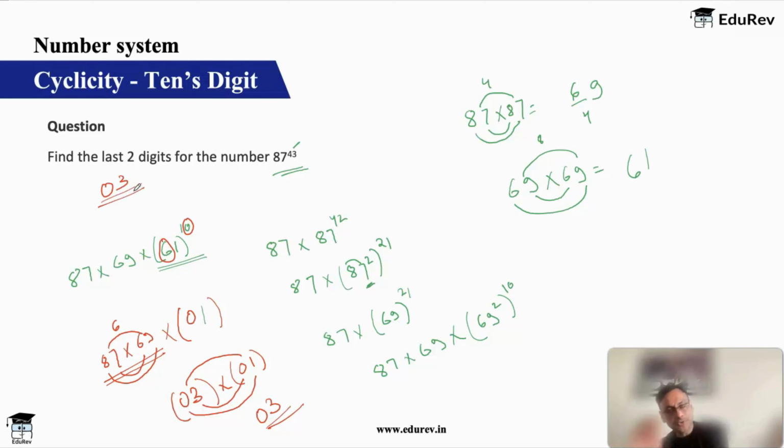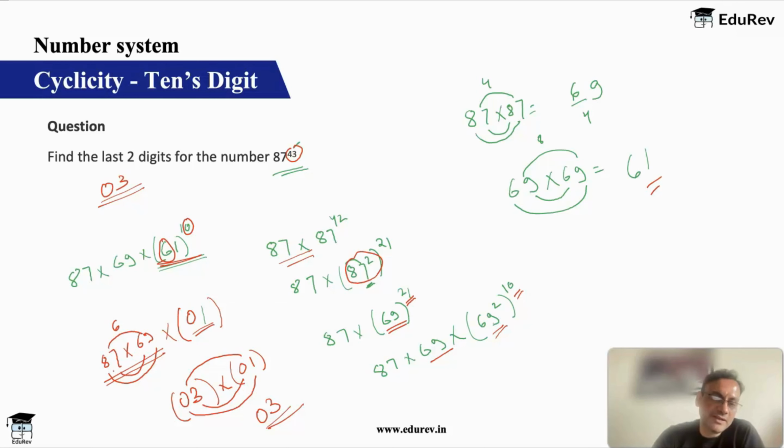Okay, so that is all the concepts put together. If you see, we have done so many different small things. First, the power was 43, not even, so we had to take one 87 out. Then 87 square, the last two digits are 69. Then 69 again has power 21, so we had to take one more 69 out. Then 69 squared to the power 10. Then 69 converted to 61, and then 61, because it is ending with 1, we know that my last two digits are going to be 01.